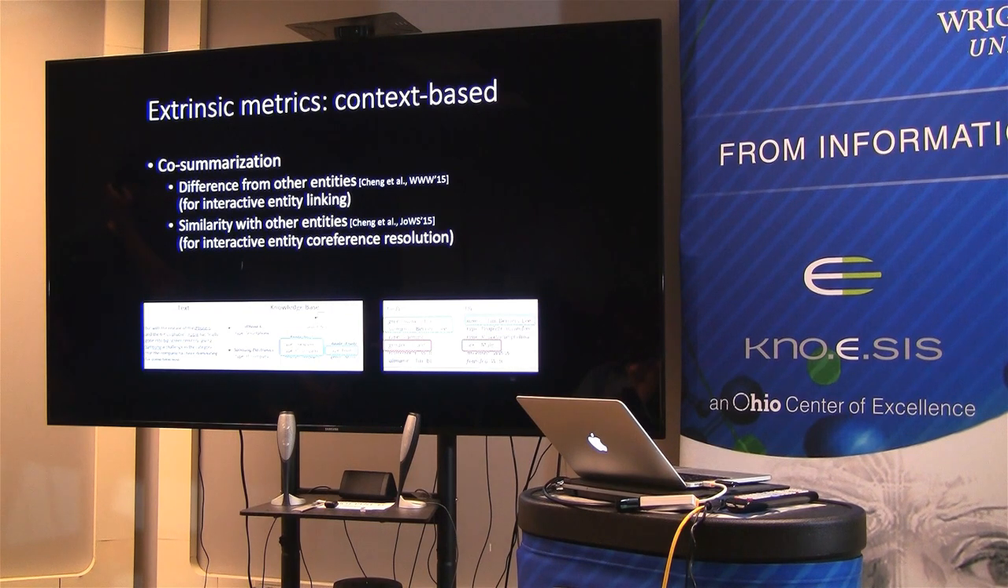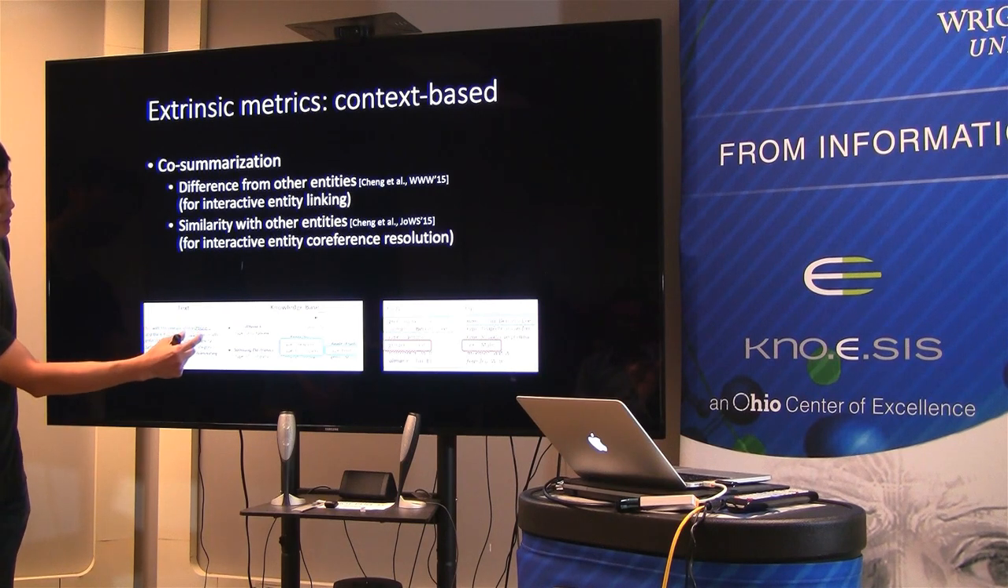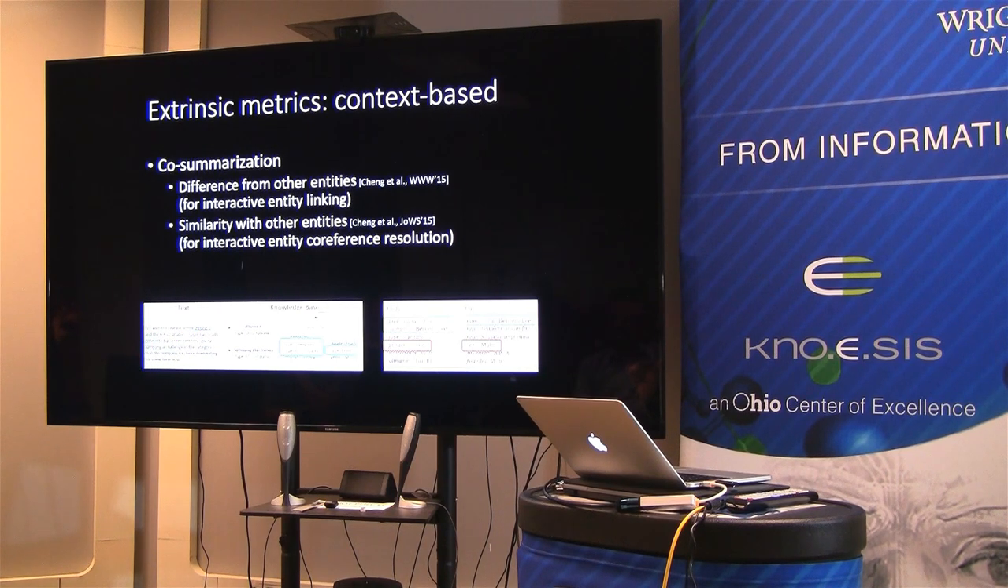The third example is what we call co-summarization. In some cases, we want to summarize not one single entity, but two or more entities at the same time. Here's an example. I guess many of you are familiar with entity linking. So we have a document, and there are some entity mentions that can be linked to entities in your knowledge base. That is called entity linking.